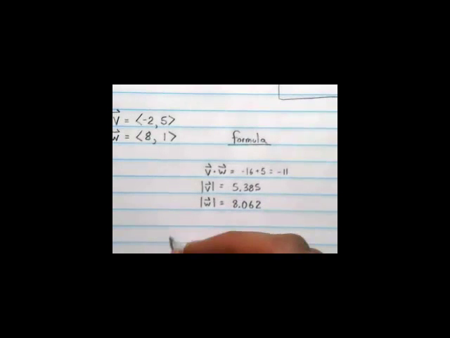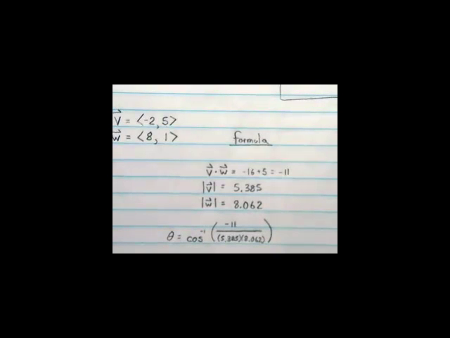All right, so then I'm going to do the inverse cosine of the dot product, -11, divided by 5.385 times 8.062, which is the inverse cosine of, what do we got? -11 divided by 5.385 times 8.062. All right, so the inverse cosine of negative 0.2534 is what I got. So that gives us an angle of 104.68. If I take it out 2 decimal places, degrees, about 105 is the angle between those two vectors.